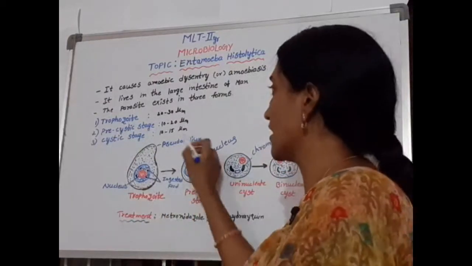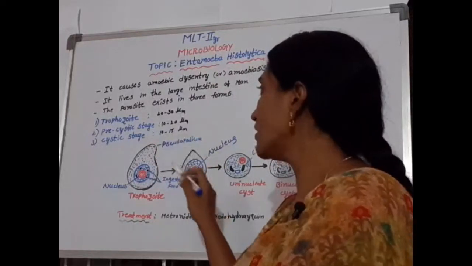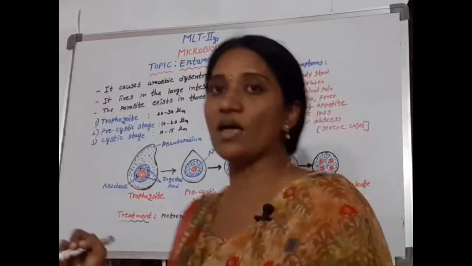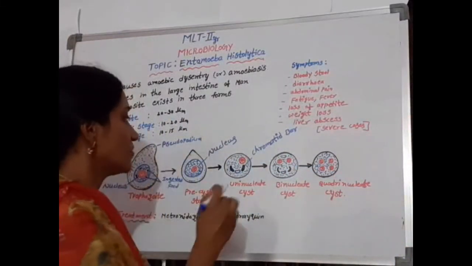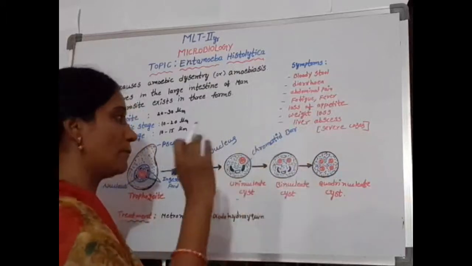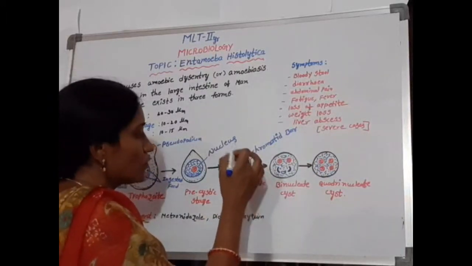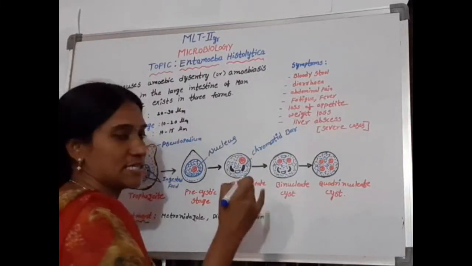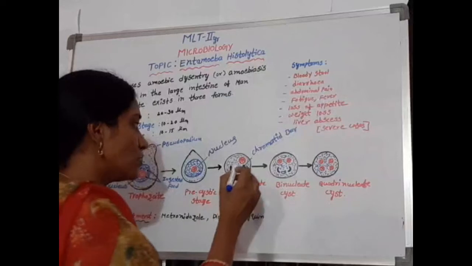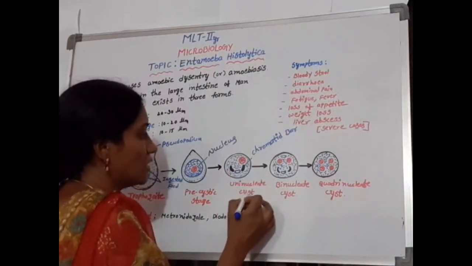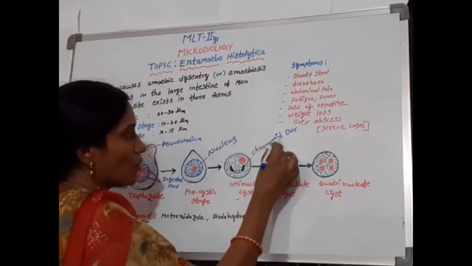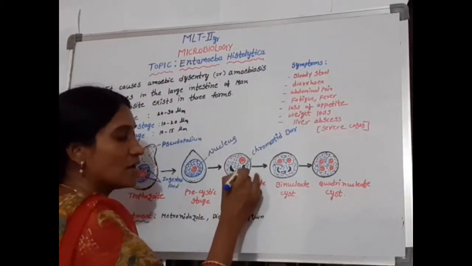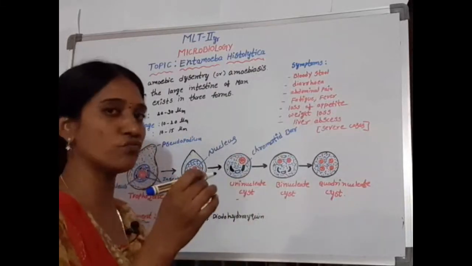Cyst formation occurs here. The size is about 10 to 15 micrometers, and the cell turns into a round, spherical shape. The cyst has a single nucleus, so it is a uninucleate cyst. It also has chromatid bars and glycogen, which is the storage food.